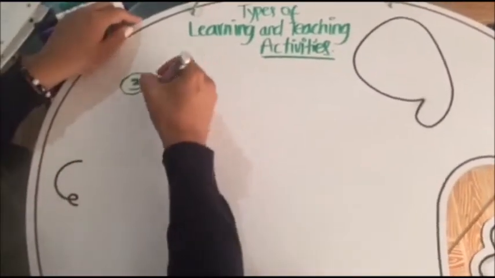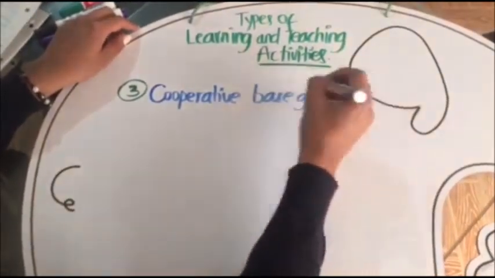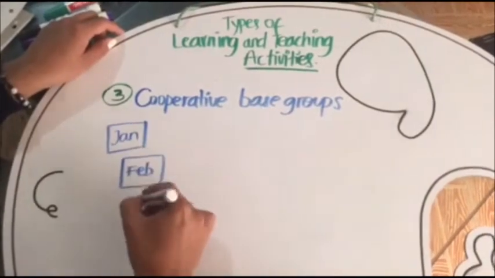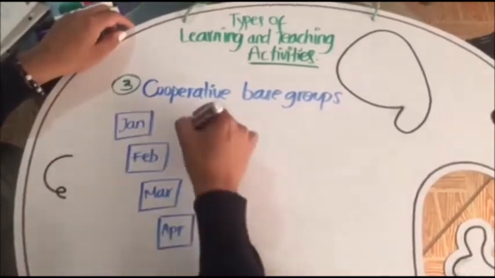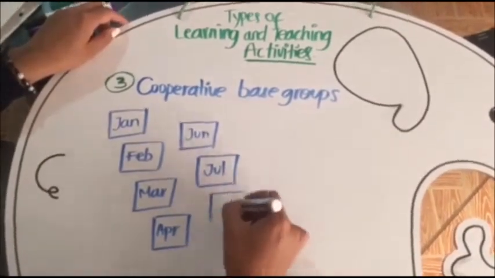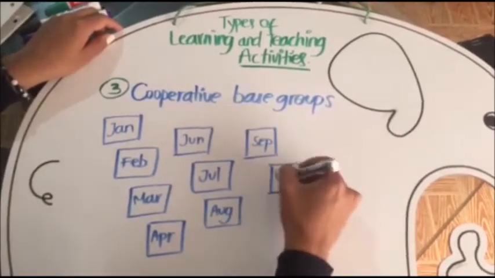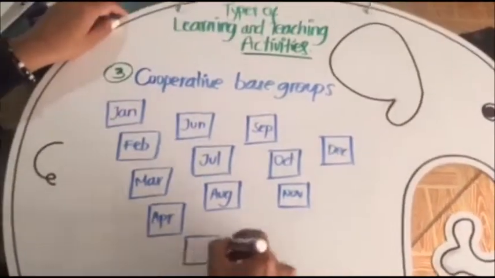The third one, cooperative base groups. These are long-term, lasting for at least a year, and consist of heterogeneous learning groups with stable membership whose primary purpose is to allow members to give each other the support, help, encouragement, and assistance they need to succeed academically.